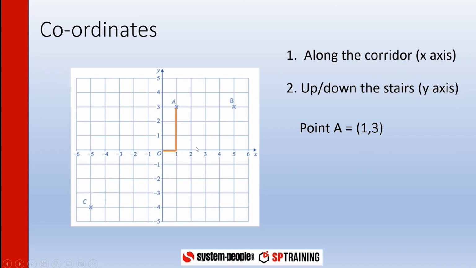Our point for B, again, we're going along the x-axis first, so that'd be 5, and up the stairs to the y-axis, which will be 3, so it's (5, 3). And point C, we're looking at a negative number here on the x-axis, -5, and we're looking at -4 on the y-axis.